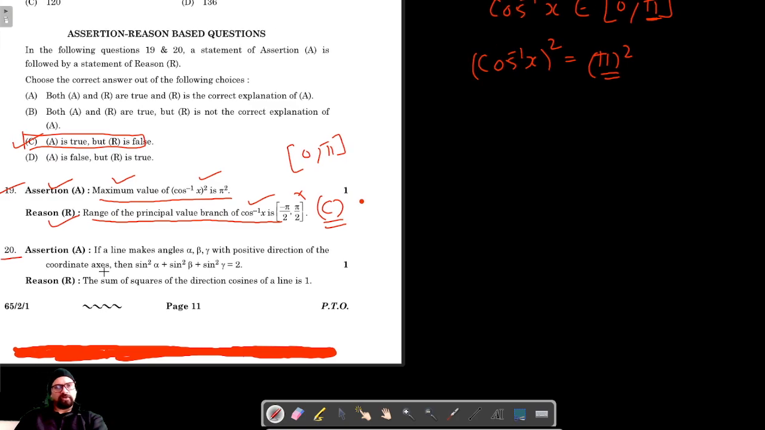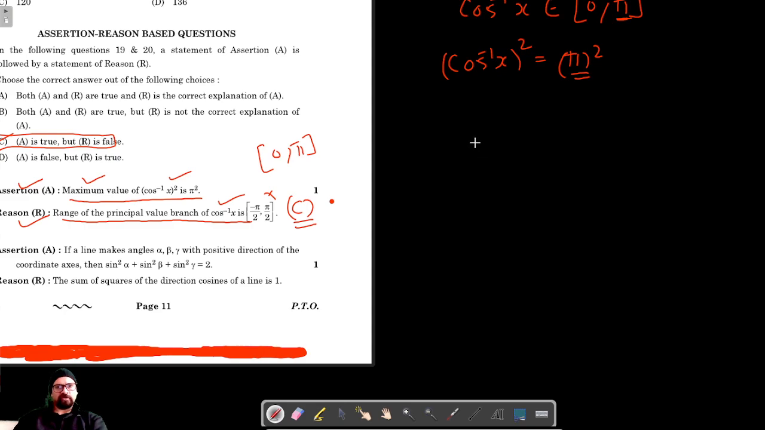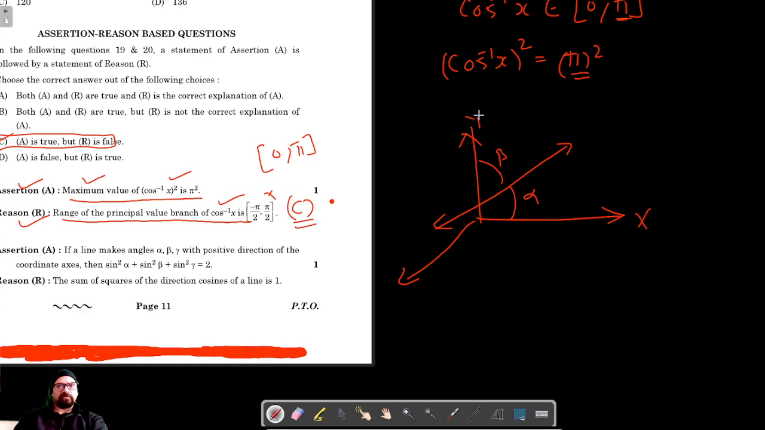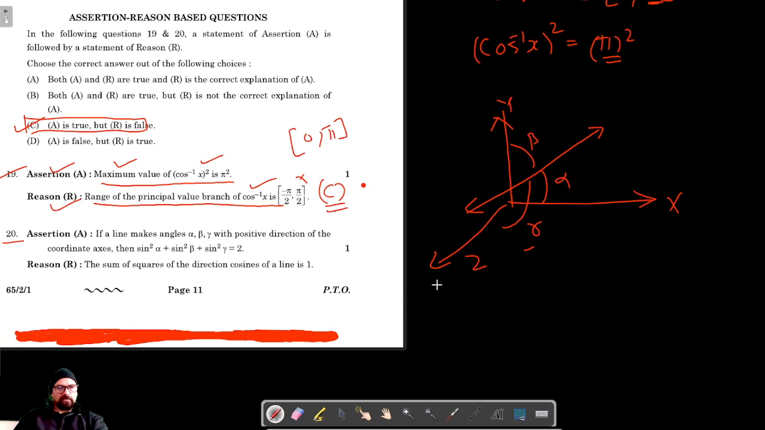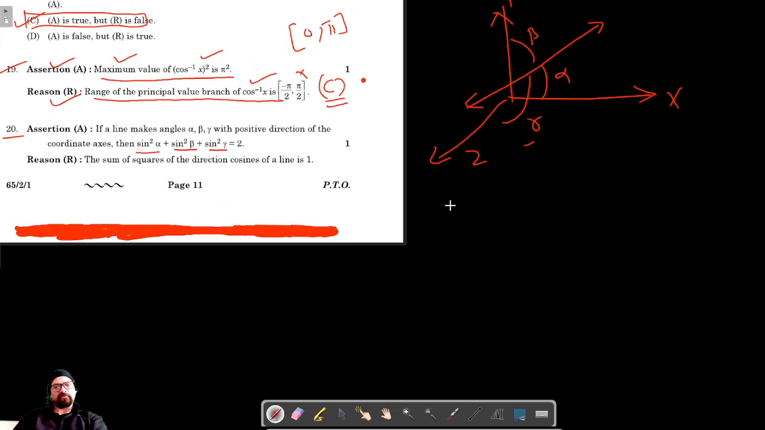Okay, for question number 20, assertion: if a line makes angles alpha, beta, and gamma with the positive direction of coordinate axes. So it's given that a line is making an angle of alpha with the x-axis, beta with the y-axis, and gamma with the z-axis. Now we have to show that sine square alpha plus sine square beta plus sine square gamma is equal to 2.